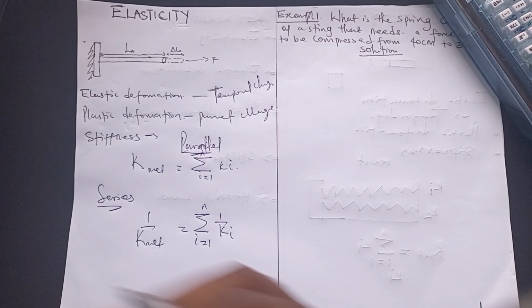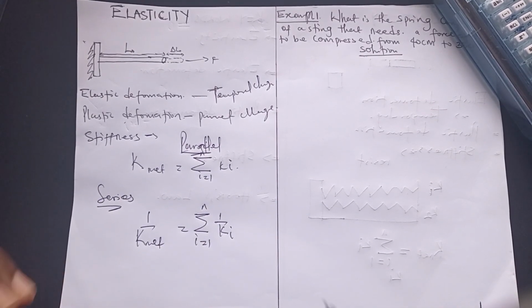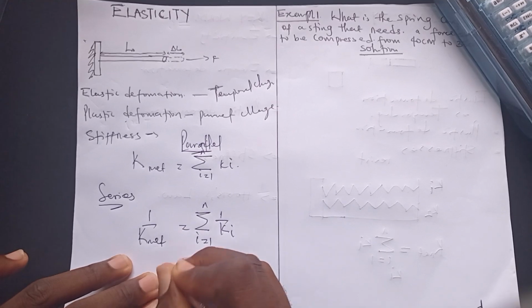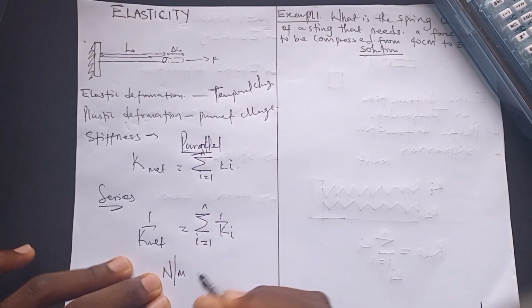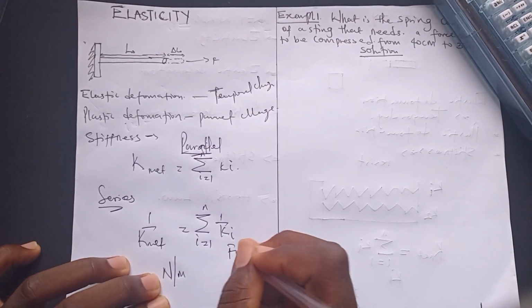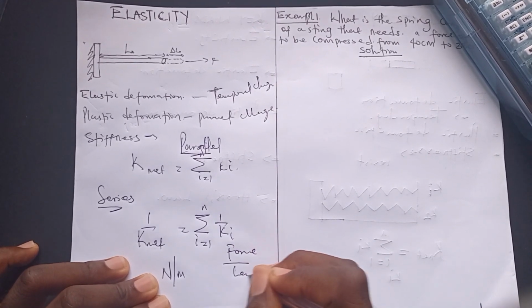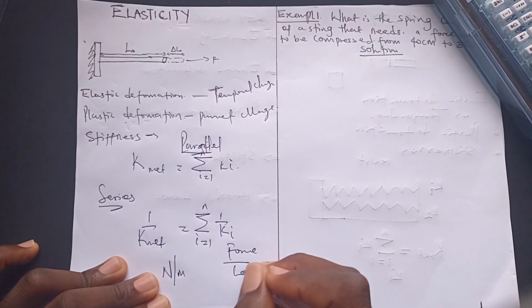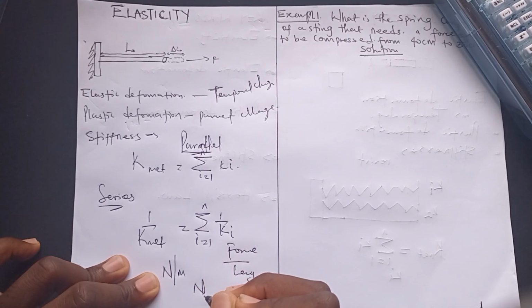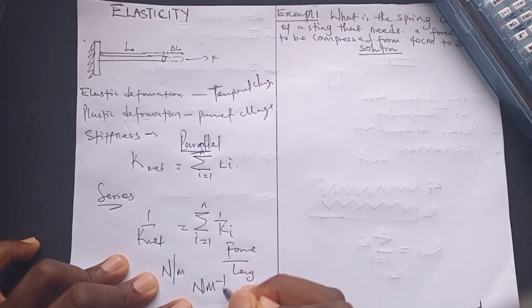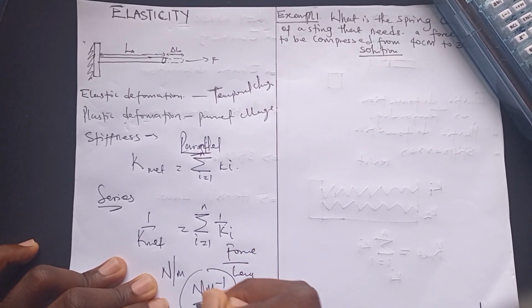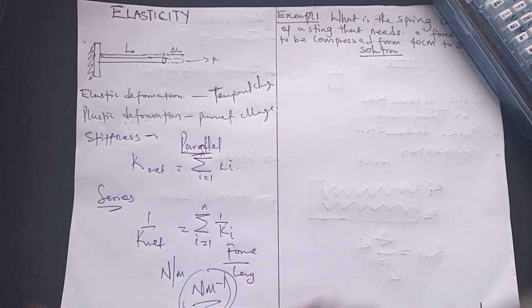The SI unit for stiffness is force per unit length. Force divided by length, which is meter. Newton per meter. This is the SI unit for stiffness.